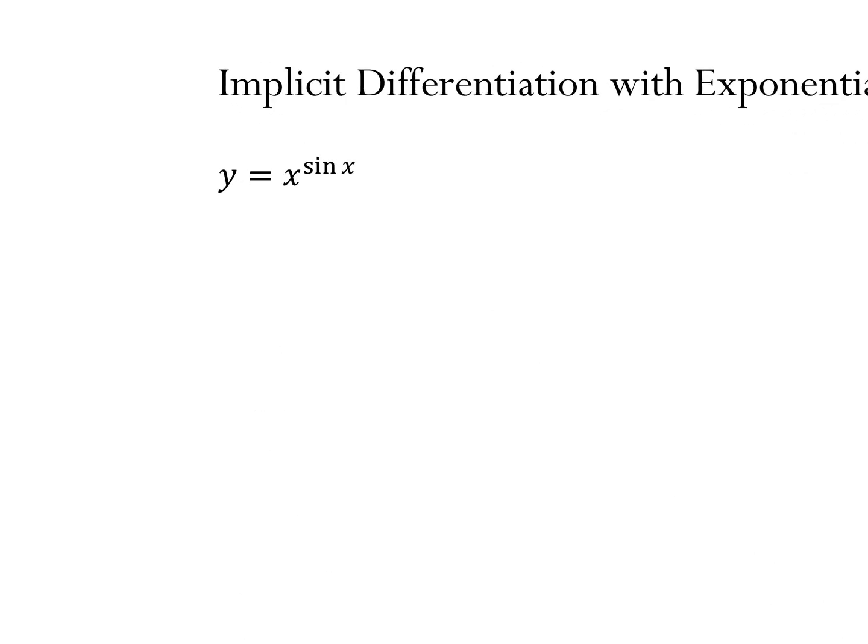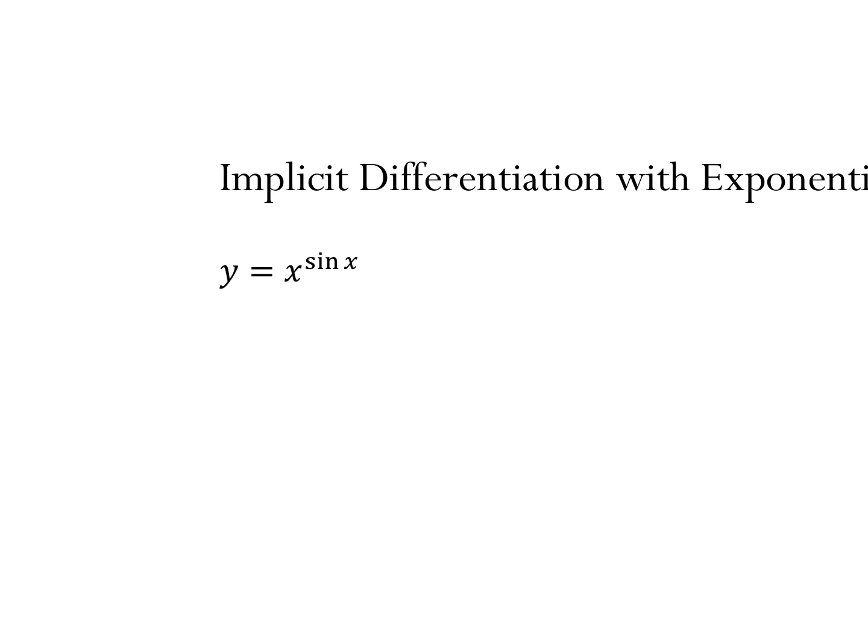The a to the u times u prime times ln a. Oh, that works really well when the base is not a function. The base was a constant when we did that. Can we change the x to the sine x to an e to the ln of x to the sine x? Because you did differentiate. Like that? Yeah, and then put the sine x out in front of the ln.